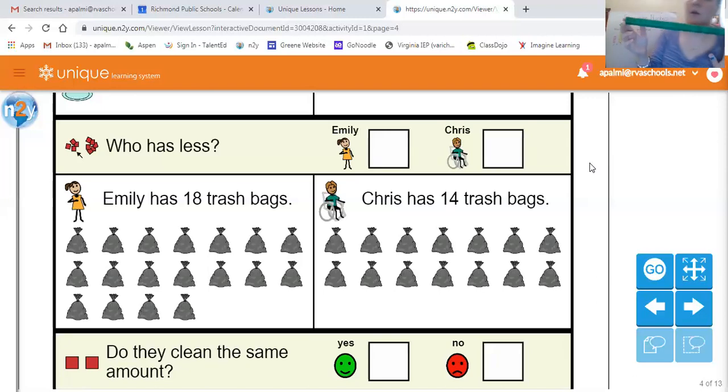Remember, green is for Emily. These are how many trash bags Emily cleaned up. So now that we have Emily, we need to count and do Chris. Chris has 14 trash bags, so we need to count to the number 14 with our yellow blocks, okay?